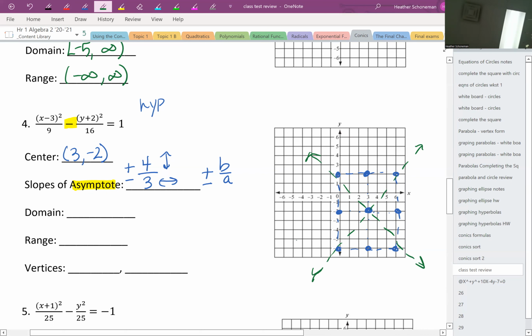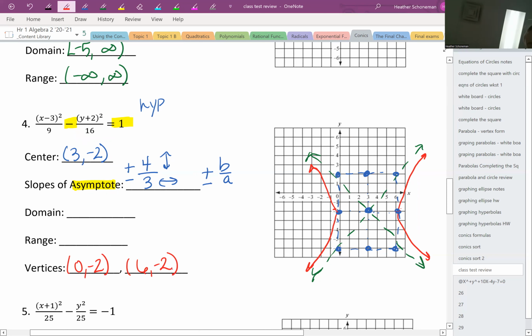Now I need to figure out which way it opens. Well, if I look at the end, because it's a positive one, that means that it's going to be a horizontal hyperbola, which means it's going to open right and left. So I've got one arc here and one arc here. The vertices are these right and left points, the 2 points that the hyperbola touches. So this first point is going to be 0, negative 2. And this point over here is going to be 6, negative 2.